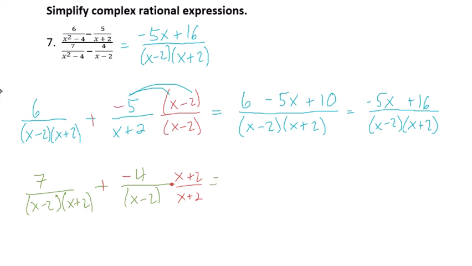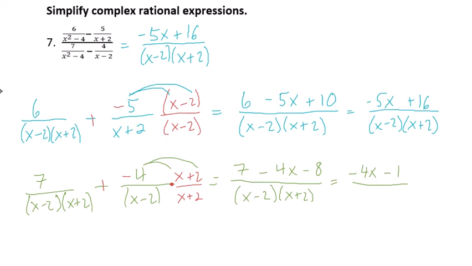All right, so 7 stays where it is. Distribute, and it gives me negative 4x minus 8. On bottom, I have the x minus 2, x plus 2. Top will simplify to negative 4x, and then 7 minus 8 is a negative 1 over x minus 2, x plus 2.